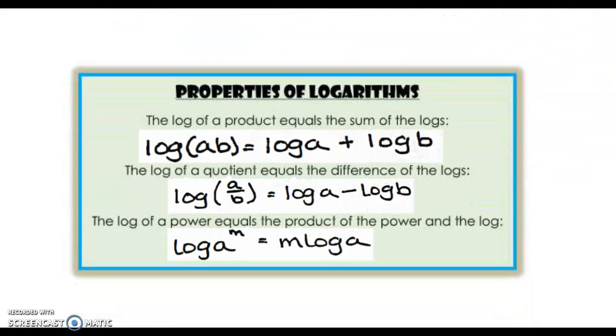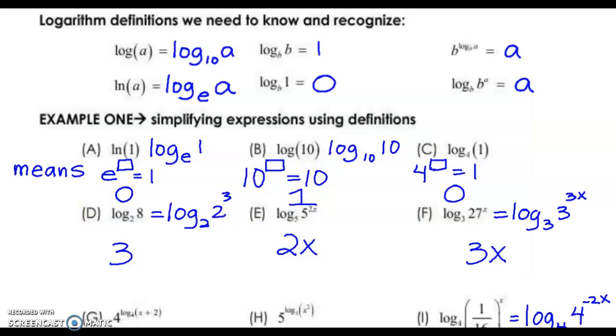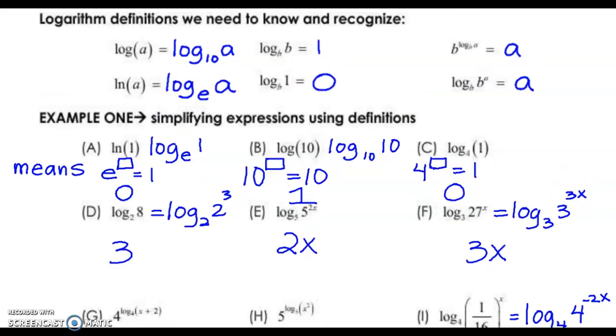So here are properties of logarithms that are extremely useful. The log of a product equals the sum of the logs. If you've got a quotient, which is two numbers being divided, it's the difference. And the log of a power, you're going to take that power and basically throw it in front. So we're going to have problems where you have to rewrite them using those properties to help you get to where you want to go.